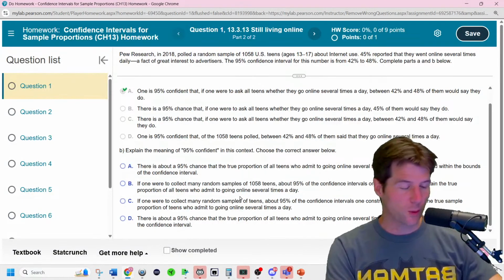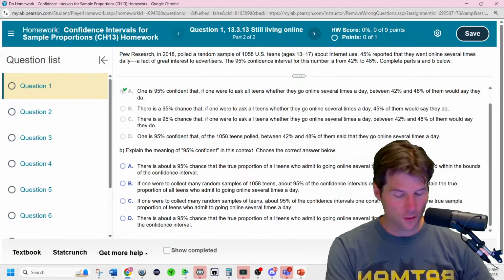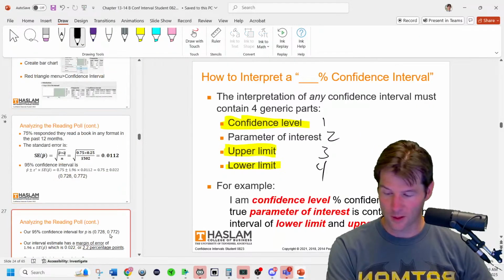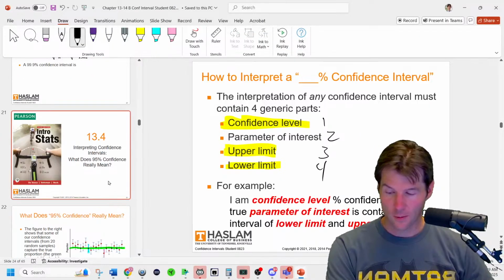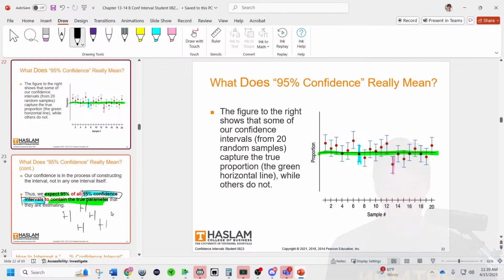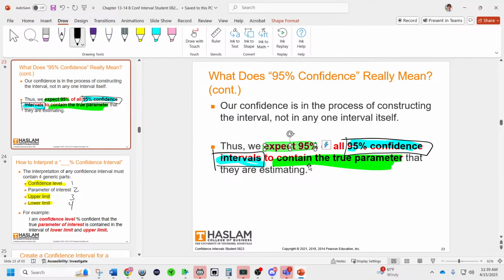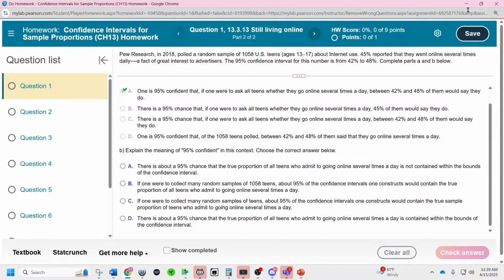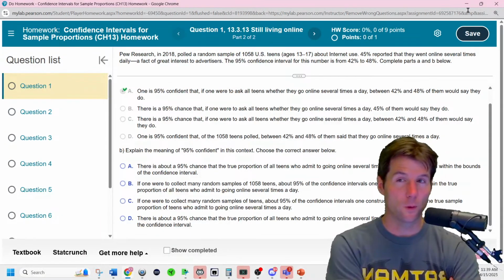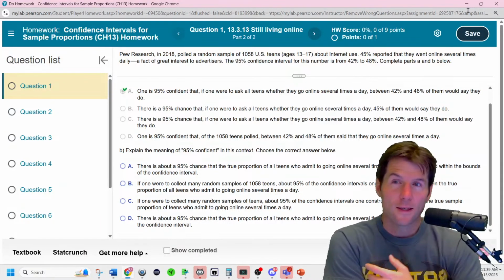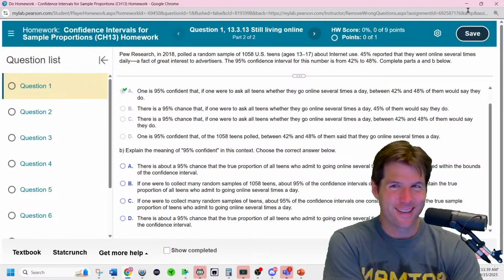Next, we have right here, explain what 95% confidence means. It was actually that other slide that I went to, what a 95% confidence interval means. It's that repeatedly making intervals, 95% of 95% confidence intervals will contain the truth. So if we make a bunch of 95% confidence intervals, we'd expect 95% of them to contain the truth. And they do talk about a specific sample size right here. If you were to make a bunch of intervals, it's like the law of large numbers.